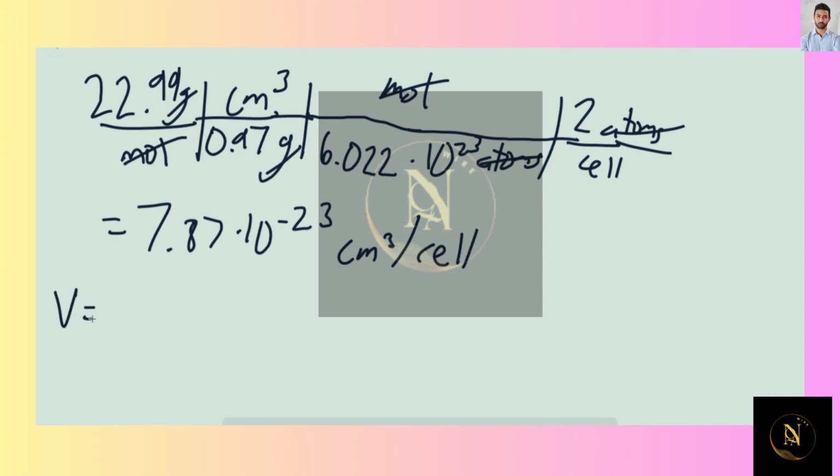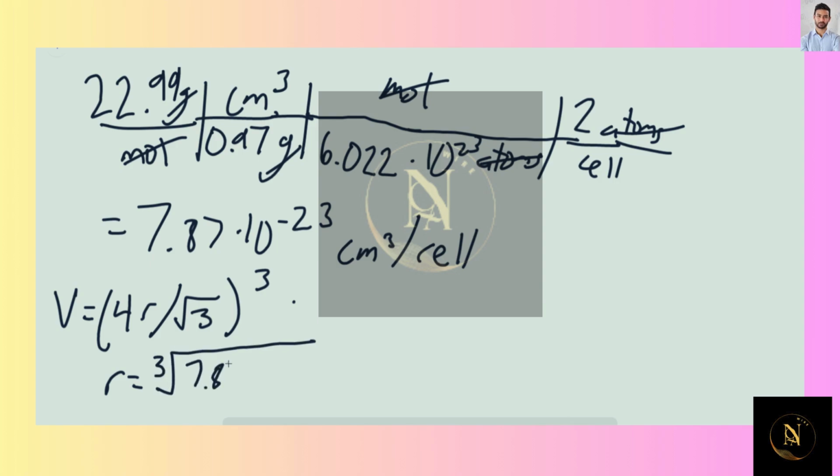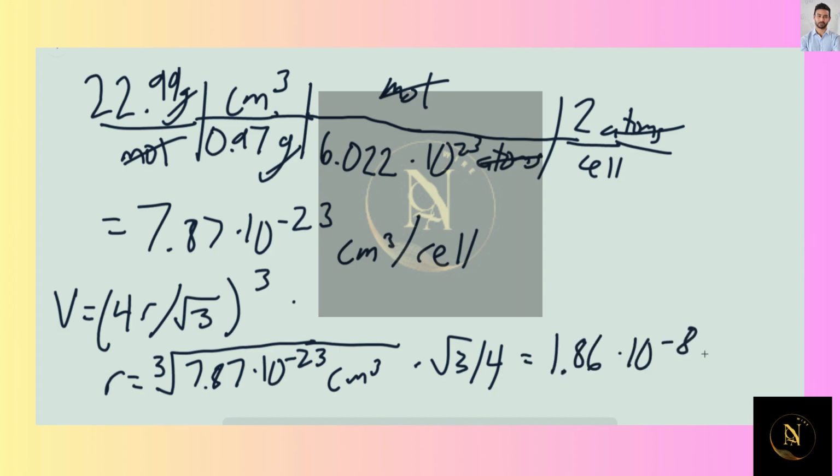The volume of a body-centered cubic is volume equals 4 times the radius divided by radical 3, cubed. We can rearrange to solve for r. That will equal the cube root of the volume, which is 7.87 times 10 to the negative 23rd centimeter cubed. Then we just multiply that by radical 3 over 4, the remaining part of that equation. And we get 1.86 times 10 to the negative 8th centimeters, or 186 picometers. And that is our radius.